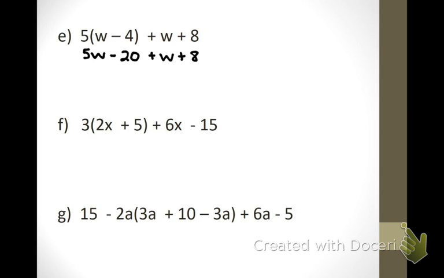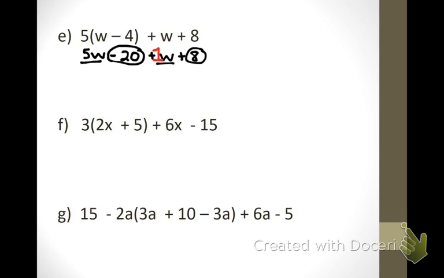Kayla, help me out. What are my like terms? 5W and W. And remember, what understood coefficient comes before the W? How many W's do I have right here? 1. Okay, so you can put a number 1 right there if that helps you, so we know what the coefficient is. And what are my other like terms? Negative 20 and 8. Good job. Thank you for telling me the negative.